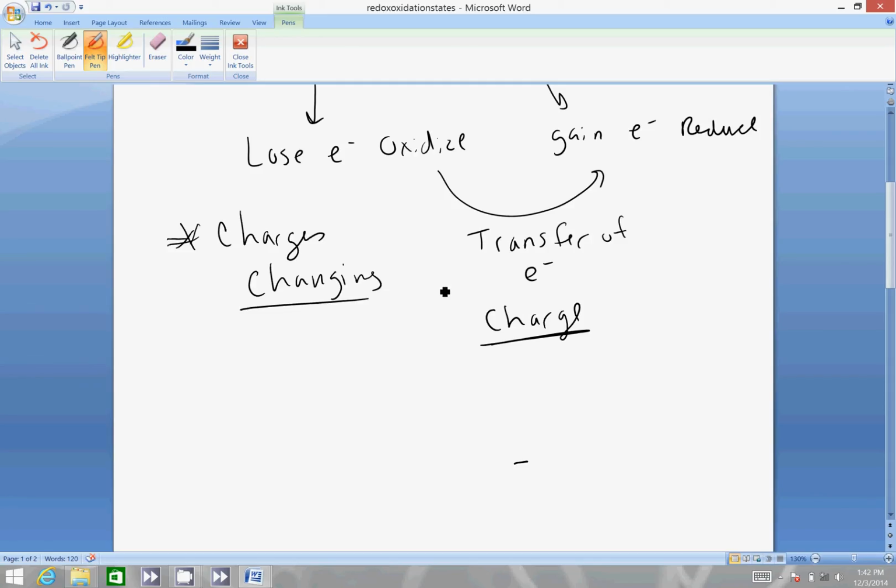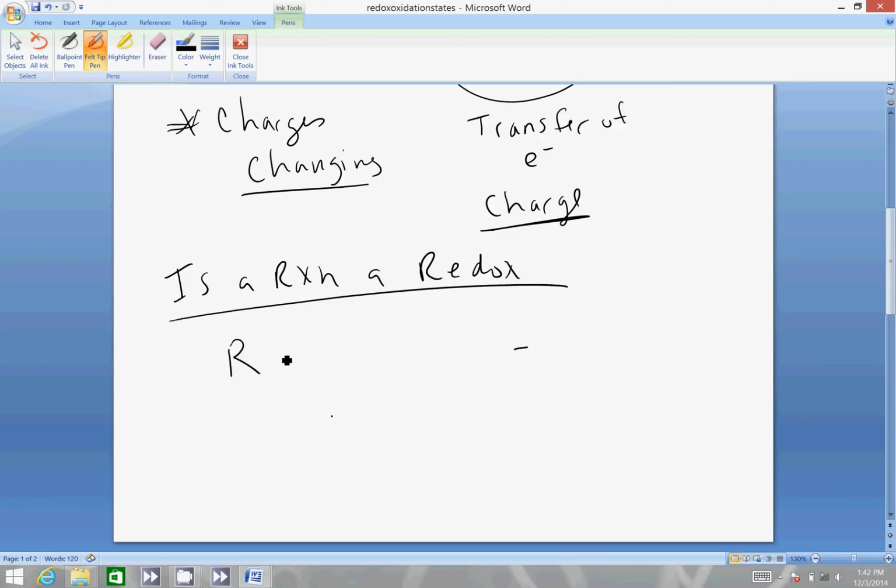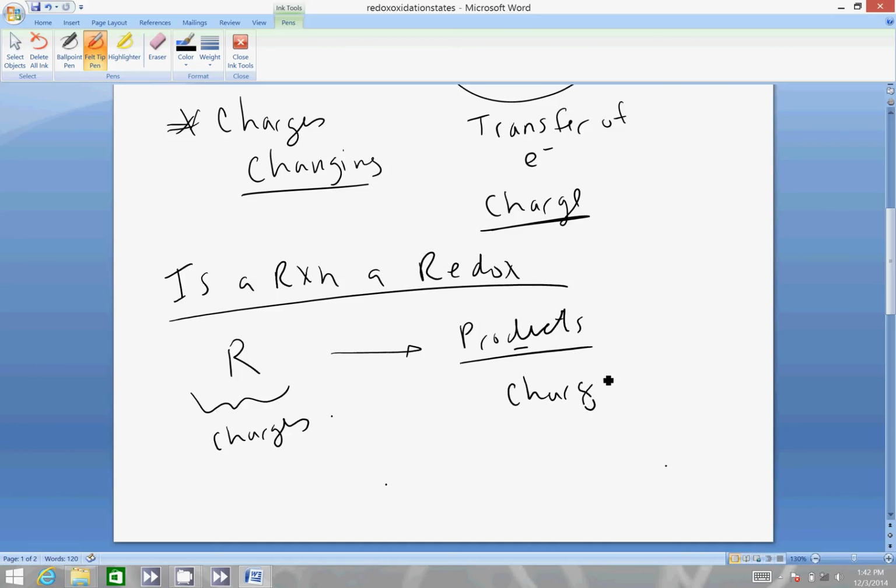Alright, so the goal here is to say, okay, is a reaction a redox reaction? Basically, we'll take our reactants and we'll assess our charges, and then we'll look at our products and say, okay, what are the charges on these guys? We do know that the total quantity of positive and negative is going to be the same on each side, but are the individual pieces changing charges?